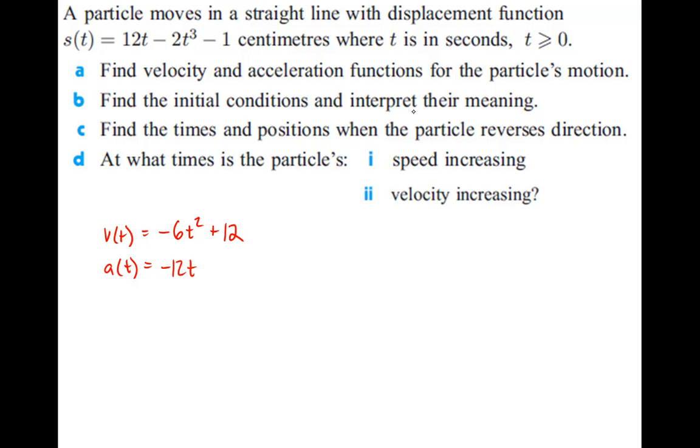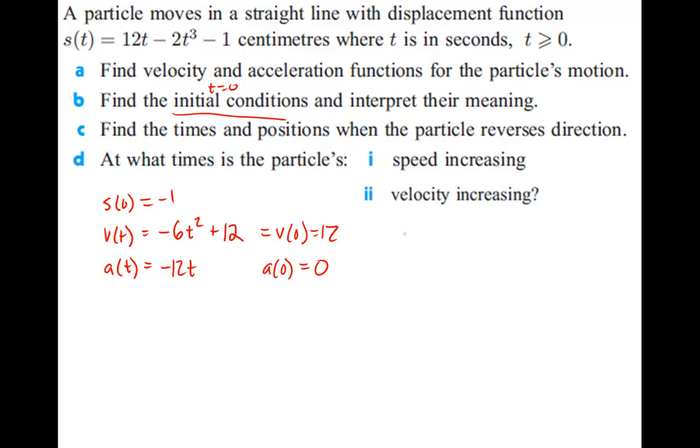Letter B is find the initial conditions. So that means initial conditions is time equals 0. If I put 0 in, I have s of 0 equals -1. If I put 0 in here, I'm going to get v of 0 being 12, and I'm going to get the acceleration at 0 to be 0.